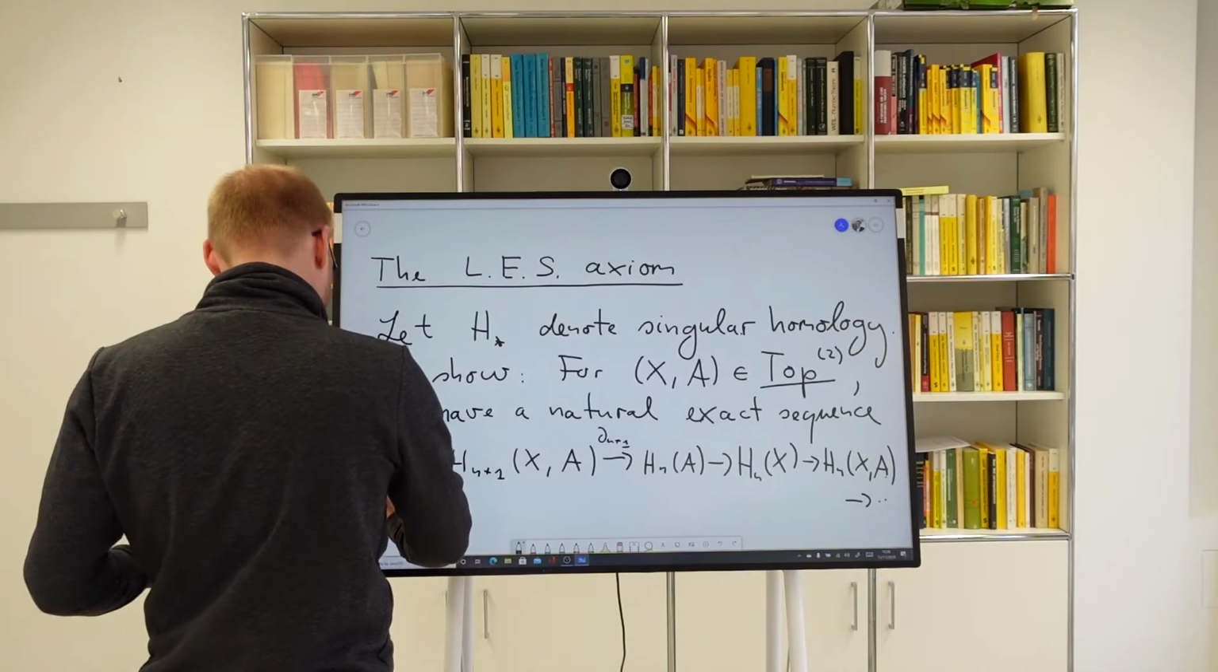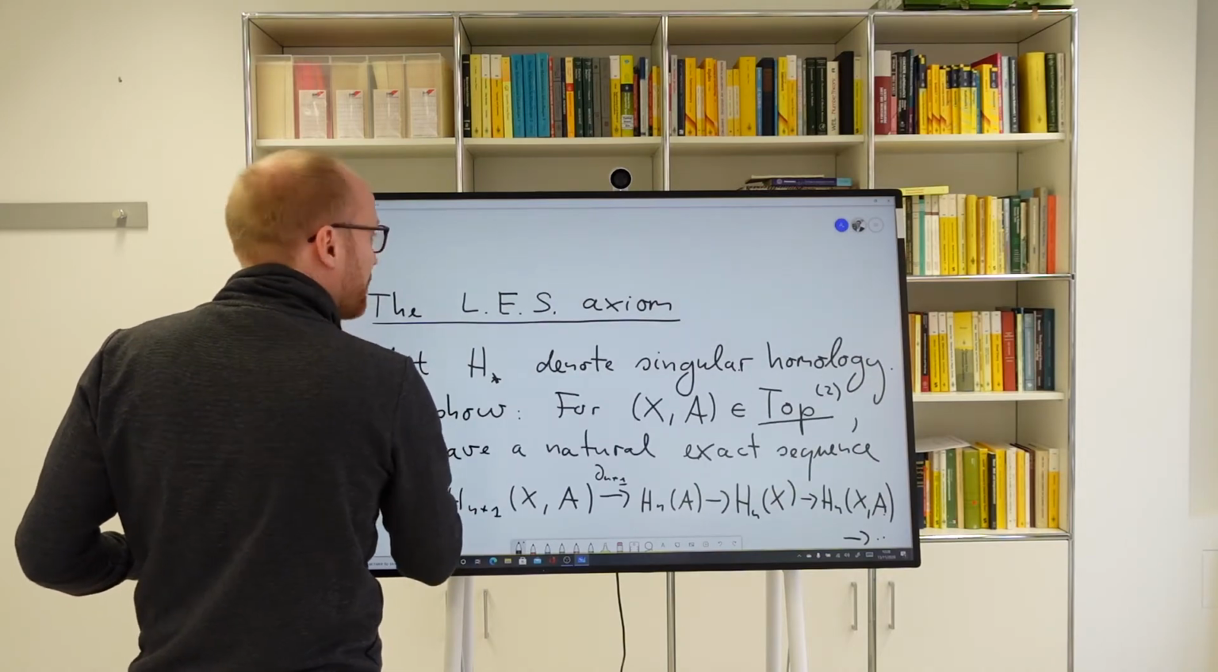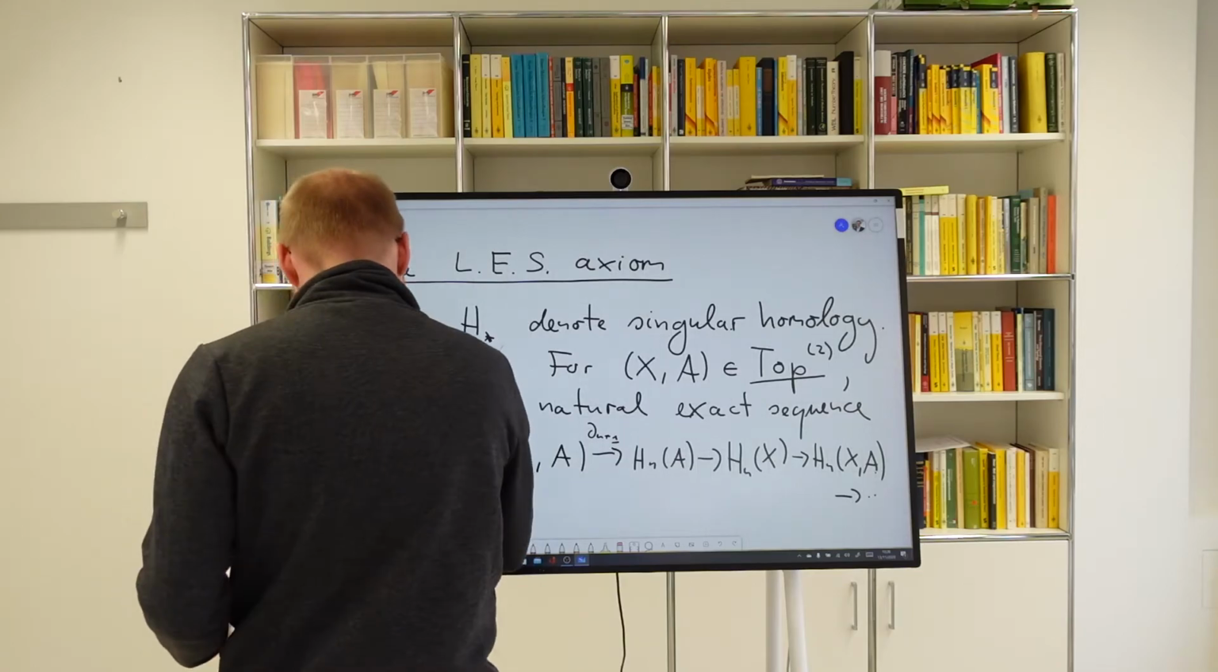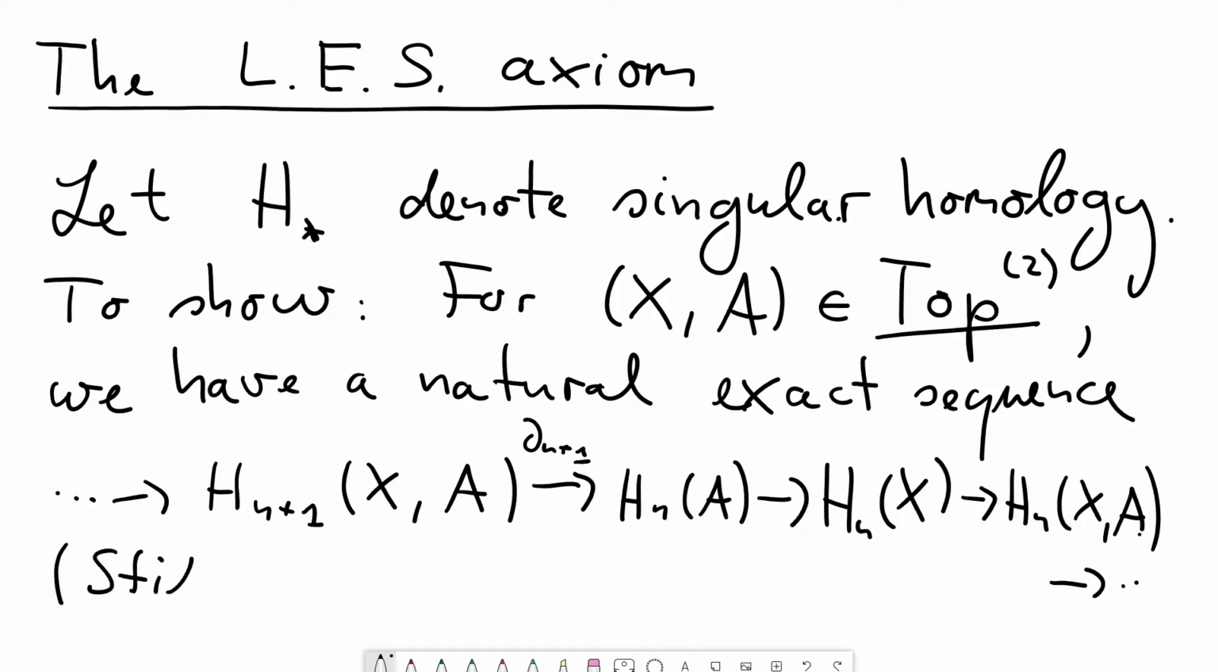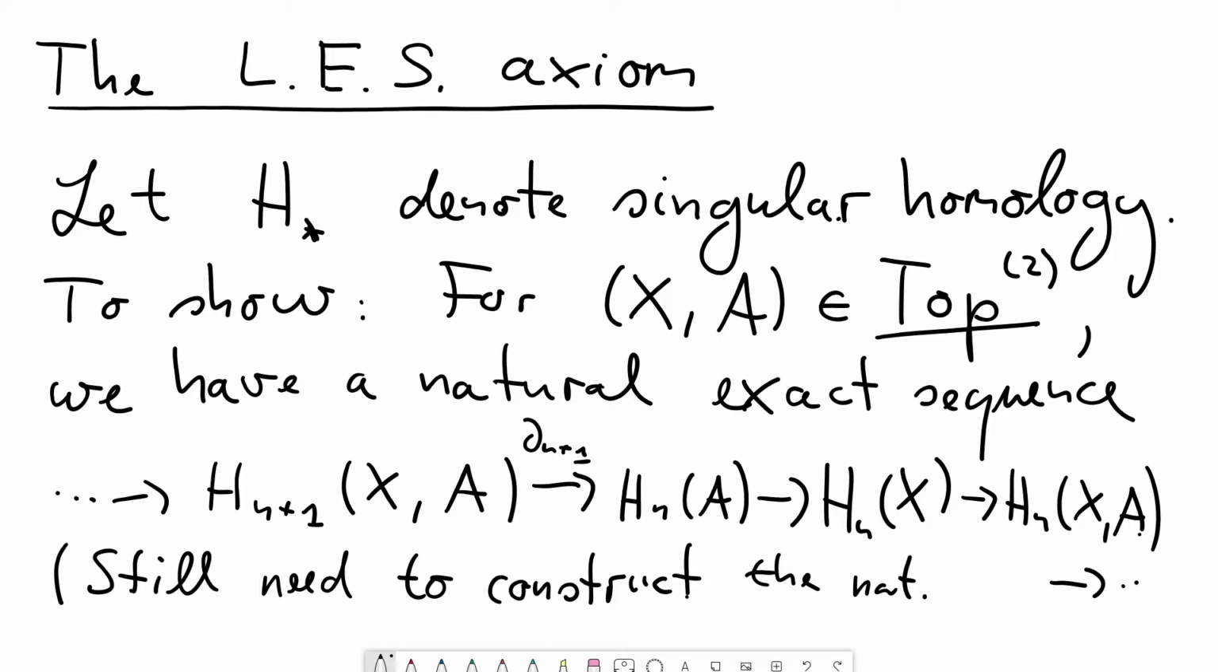So let me put this in writing, so that we don't forget that this is part of our task. So we still need to construct all these boundary homomorphisms. So these are the natural transformations ∂ star. Still need to construct the natural transformations ∂ star. Okay, so far so good.